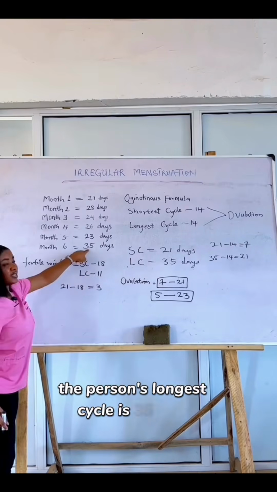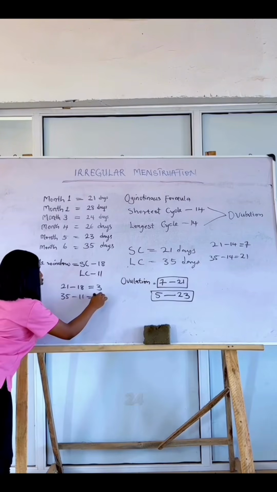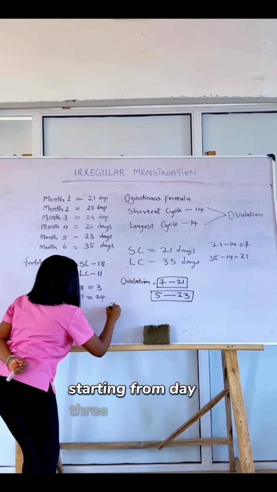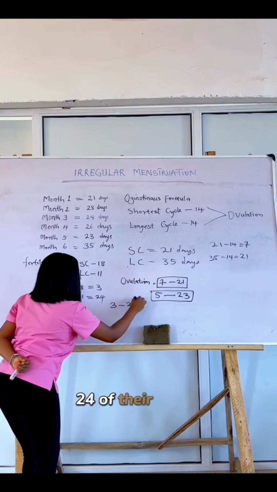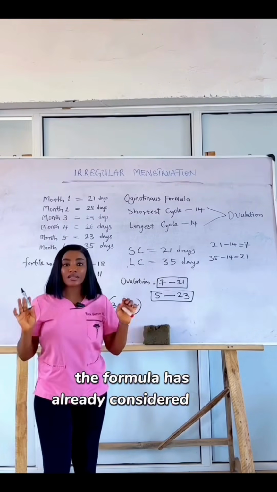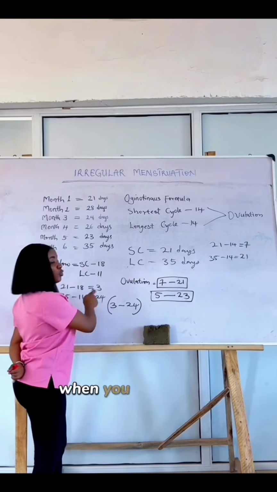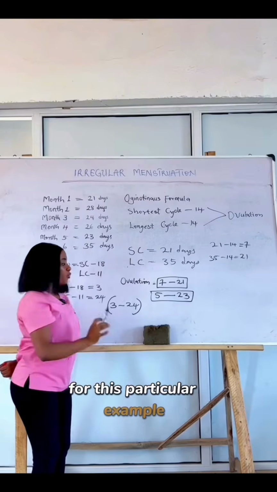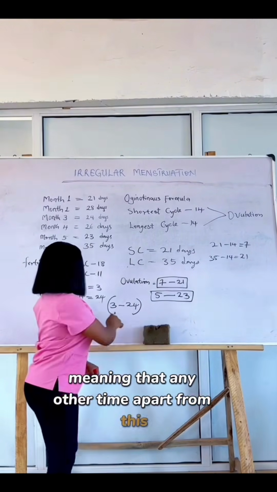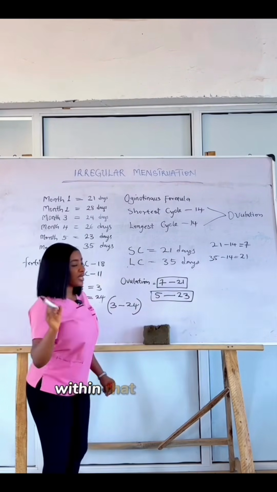Then we'll say longest cycle minus 11. The person's longest cycle is 35 days. So we'll say 35 minus 11, which will give us 24. So it means that this person's fertile window is starting from day 3 to day 24 of their cycle. In calculating this fertile window, the formula has already considered the fact that sperm lasts in a woman's body for 5 days. So when you apply this formula for this example, this person's fertile window is from day 3 to day 24, meaning that any other time apart from day 3 to day 24 is your safe period. You are not likely to get pregnant within that period.